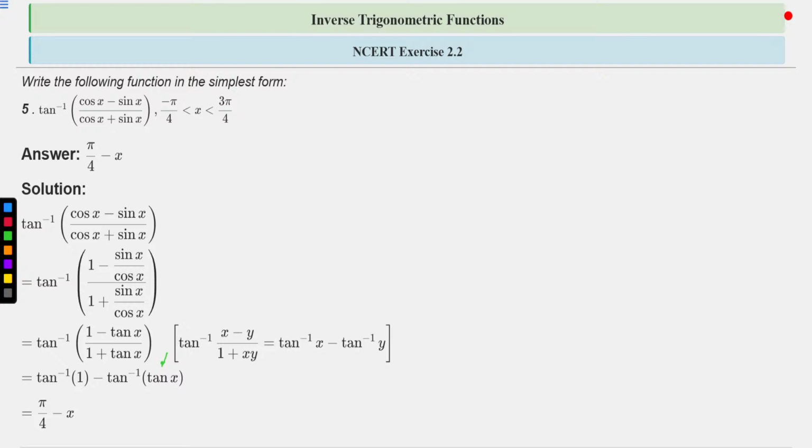How did cos x minus sin x become 1 minus sin x? See, I have divided the numerator and denominator by cos x, right? So when I divide by cos x, cos x upon cos x will become 1, sin x upon cos x it is, and cos x upon cos x will become 1, and sin x upon cos x will become sin x upon cos x, right? Got it? I have divided the numerator and denominator by cos x. Okay. Anyone have more doubt? You can ask.